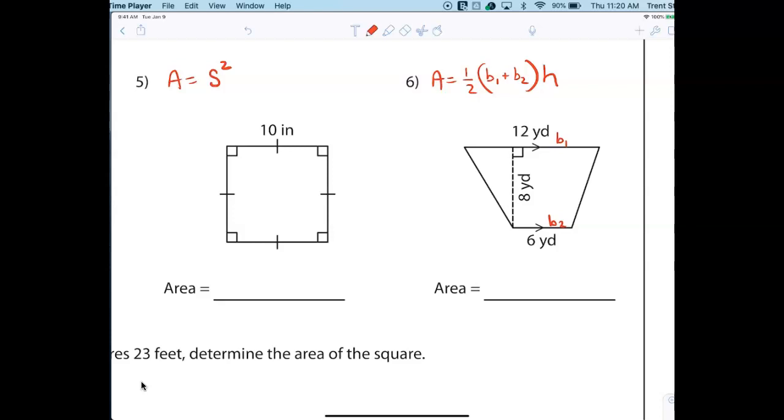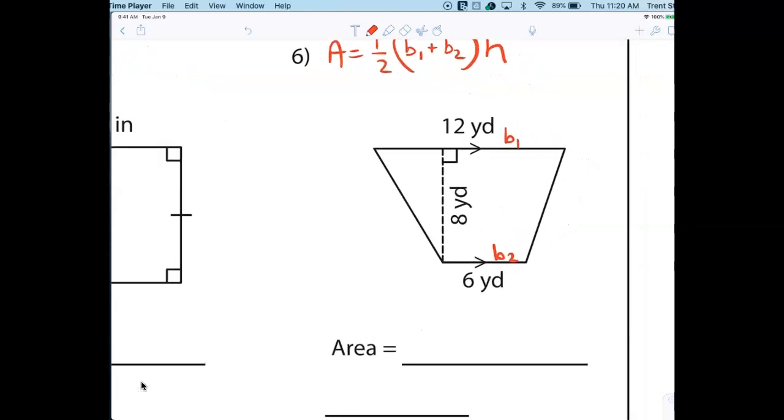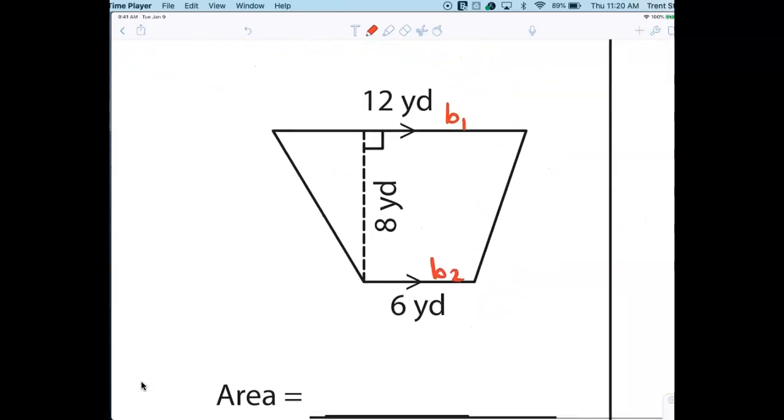The one I think that's kind of hard to remember is the trapezoid. That's the only one I think requires a little bit of thought. But let me show you something on the trapezoid. If I measure this, and I measure this, and I move this over here, but I have to flip it, it's a rectangle.